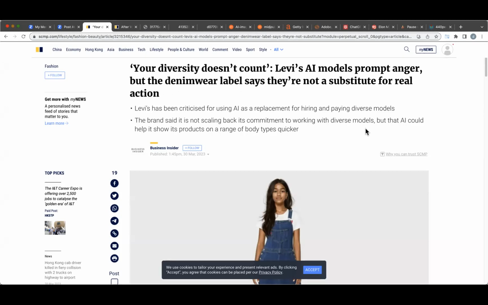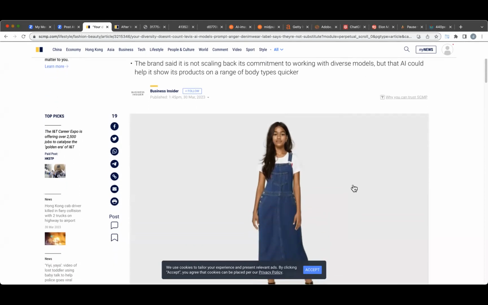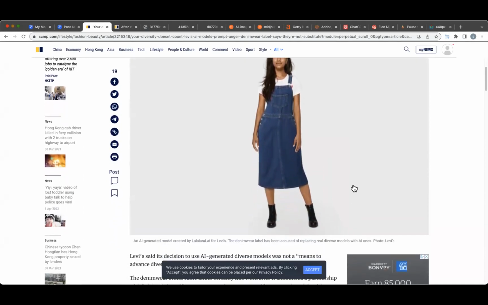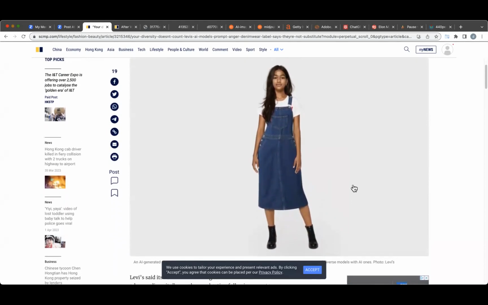So this is interesting how all this stuff is developing. Your diversity doesn't count. Levi's AI models prompt anger, but the denimwear label says they're not a substitute for real action. And so this is an AI generated model wearing some of their clothes. And so instead of hiring a diverse model, they just made this up. Instead of hiring a photographer to shoot her, they made this up using AI.